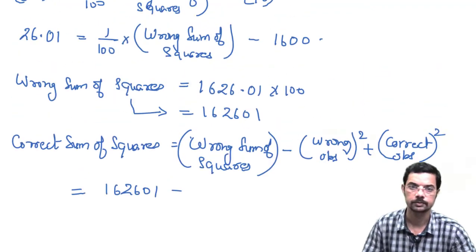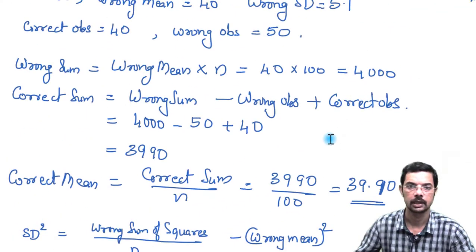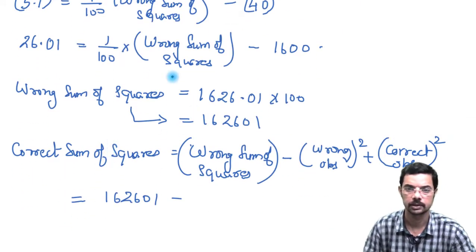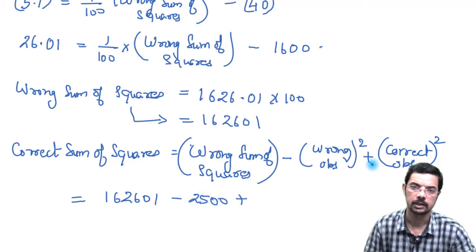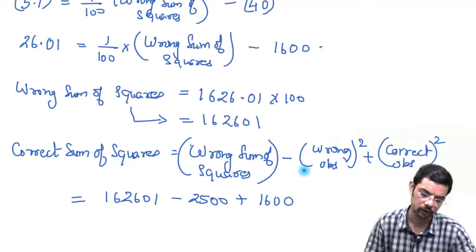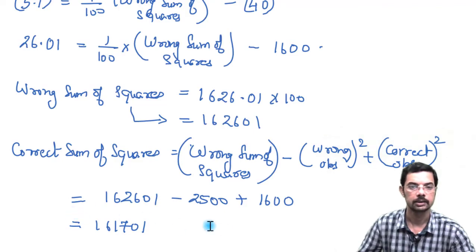The wrong observation was 50, so we have 50 squared, that is 2500, plus the correct observation squared. The correct observation was 40, so 4 fours are 16, giving 1600. When you calculate this, we get 161701.